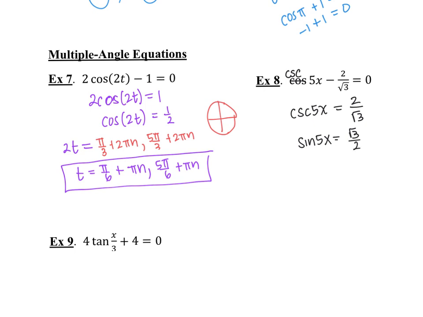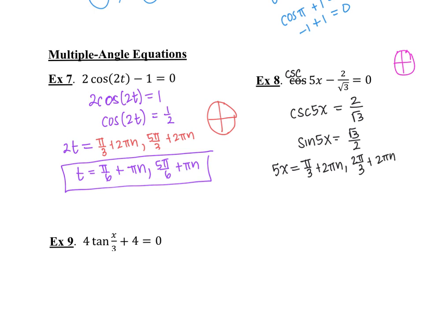Now I'm going to consider the unit circle, but instead of saying x equals, I'm going to say 5x equals. What is that? That's up here and up here. So pi over 3 and 2 pi over 3. Pi over 3, is there a restriction? No, so plus 2 pi n, and 2 pi over 3 plus 2 pi n.